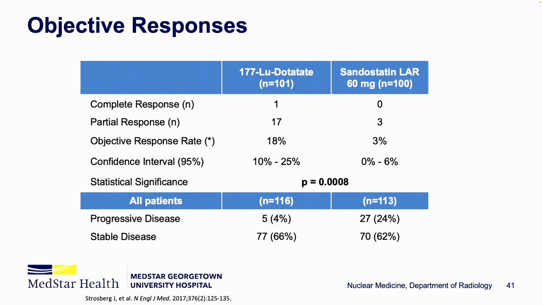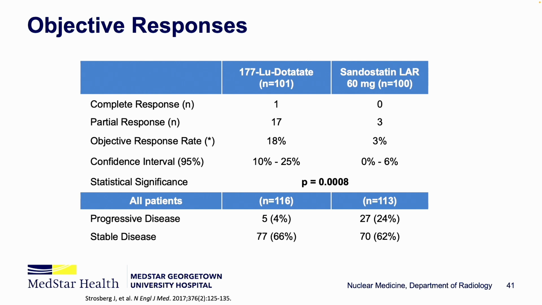And so that's what the NETTER-1 study showed us, that the objective response rate, so patients who had a complete response plus the patients who had a partial response, was a total of 18% of these patients, as opposed to those that did not have Lutathera. So 18% of patients that had the treatment had some form of response. Only 3% of patients who did not have Lutathera had a response. So clearly favorable for the patient that had Lutathera.